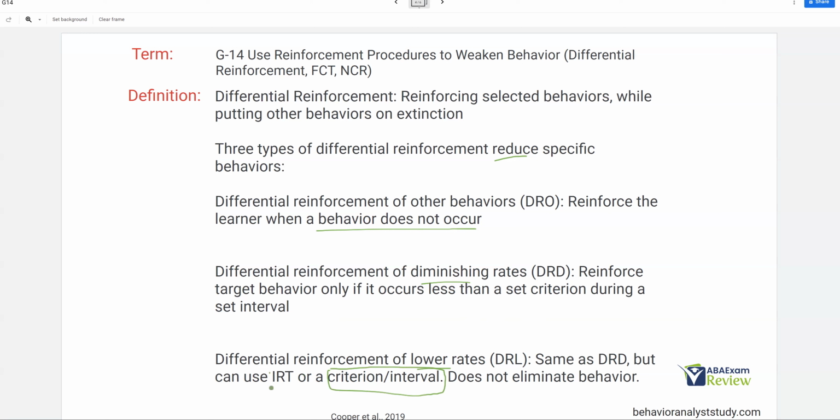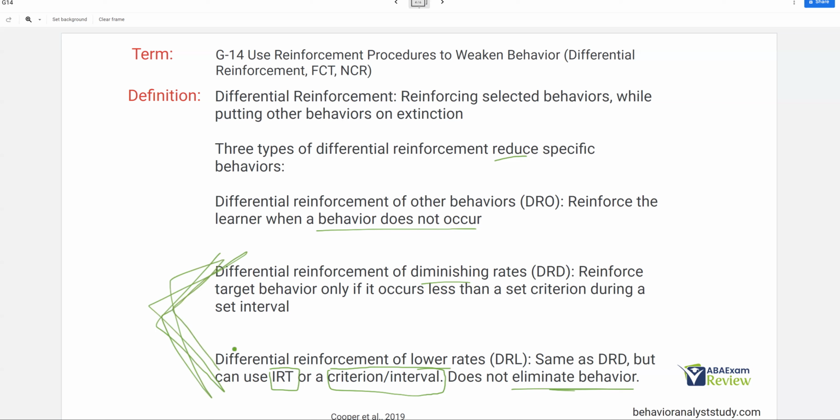Lower rates is very similar because lower rates can also use the criterion interval model, but you can also use inter-response time with lower rates. You're not eliminating the behavior with the DRL. So how do we use inter-response time for hand raising? Well, we might set an inter-response time for 20 minutes, meaning you must go 20 minutes or longer in between raising your hand to receive reinforcement. So that's the main difference here between these two ideas, okay?